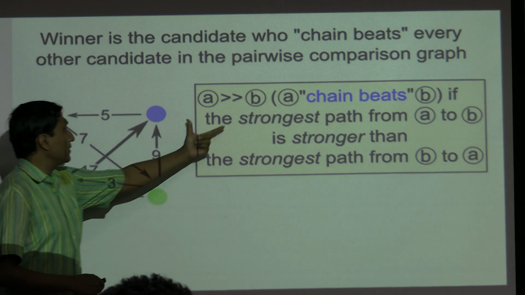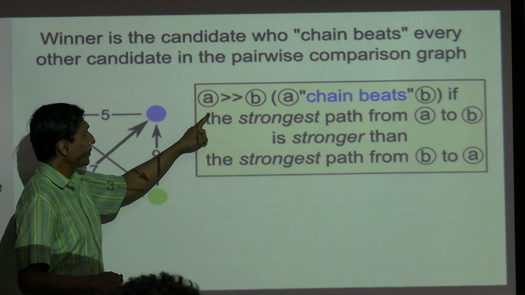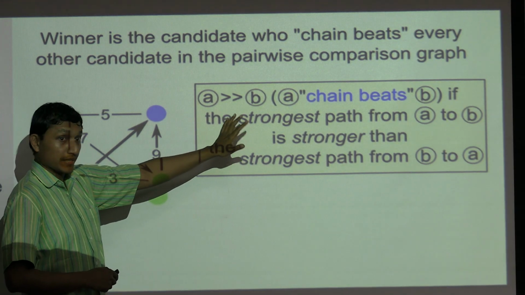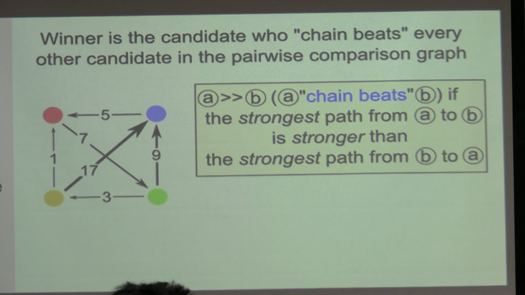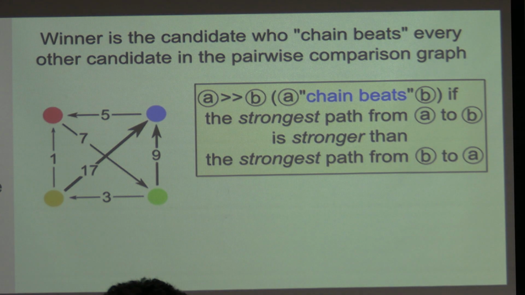Let's define a relation between pairs of candidates. I'm going to say A chain beats B. Chain beats I'm denoting by this double greater than sign. It means A beats B in some special sense. What is that sense? If the strongest path from A to B in this graph is stronger than the strongest path from B to A. So pick any pair of candidates, look at the strongest path in one direction and the strongest path in the other direction. Whichever is stronger, you call that candidate the winner of that pairwise head to head.